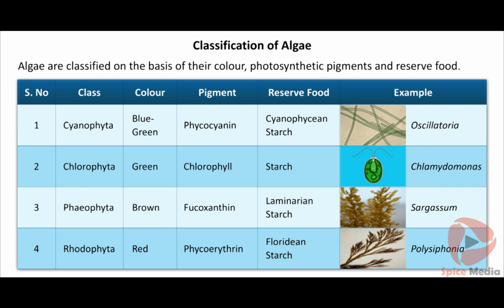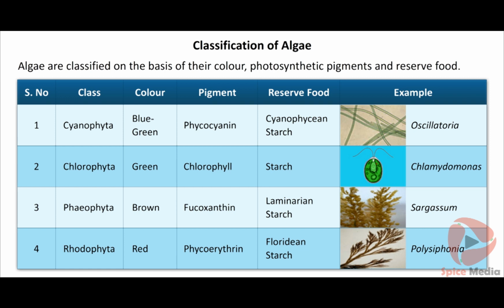Algae are classified on the basis of their color, photosynthetic pigments and reserve food. Oscillatoria belongs to Cyanophyta, which is the primitive form having the pigment phycoxanthin with the cyanophycean starch as a reserve food material.